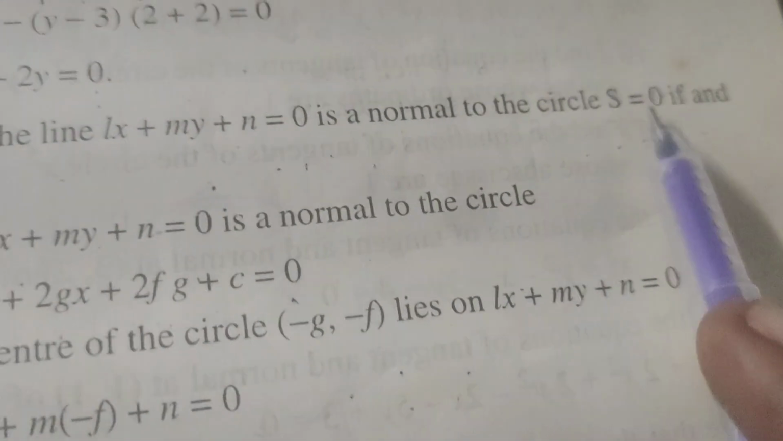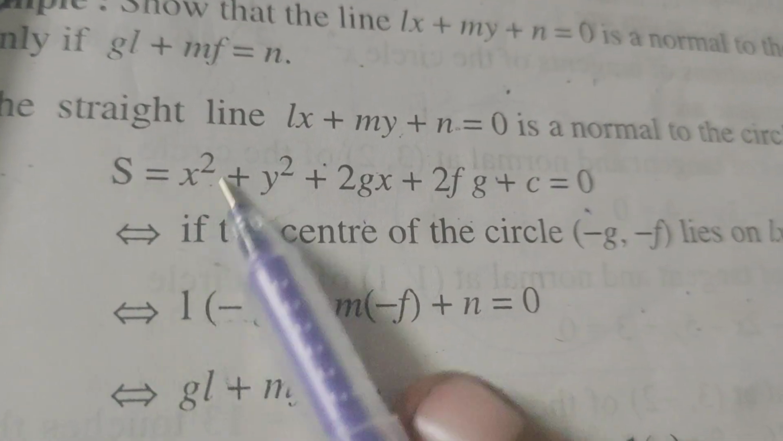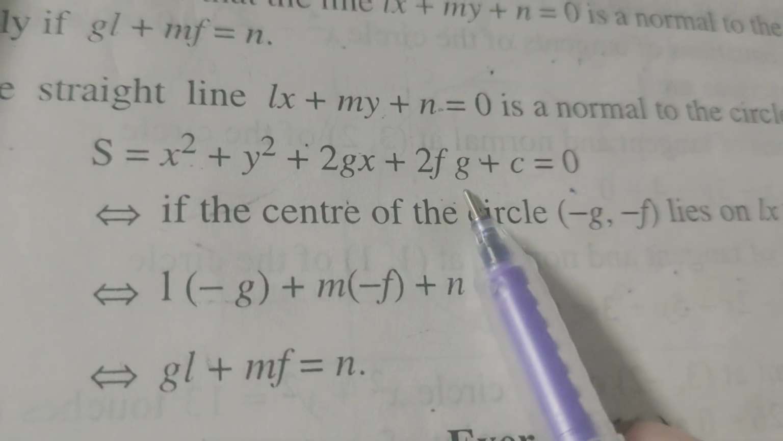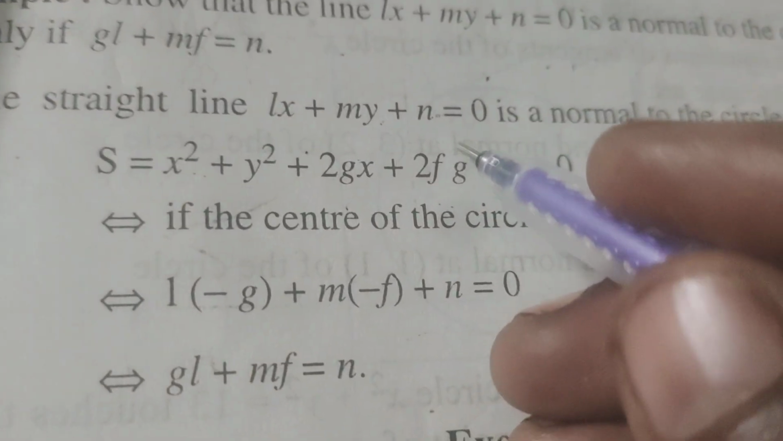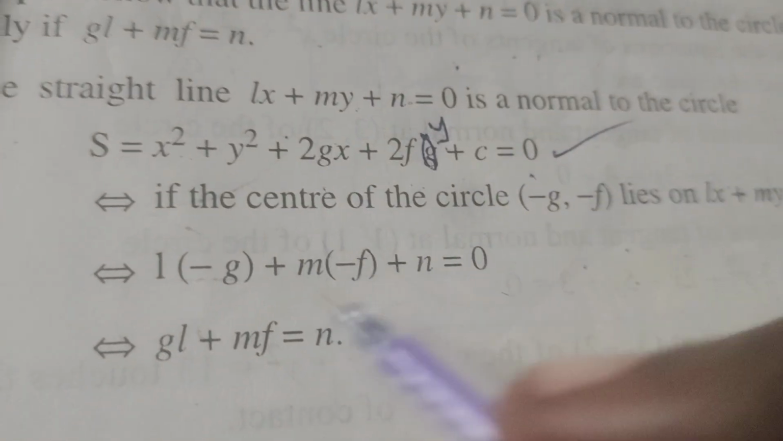Here, given that, let us write the circle equation. S equals x square plus y square plus 2gx plus 2fy plus c equals 0. This is the circle equation.